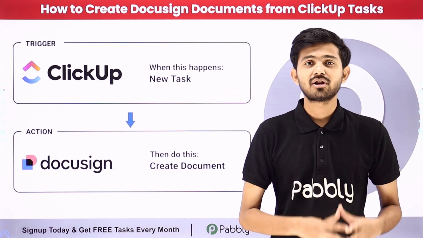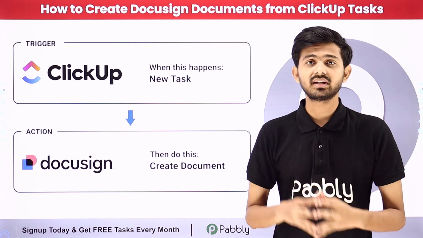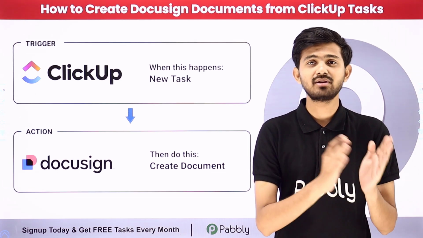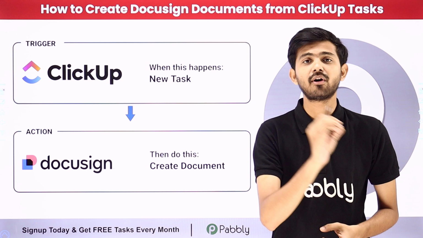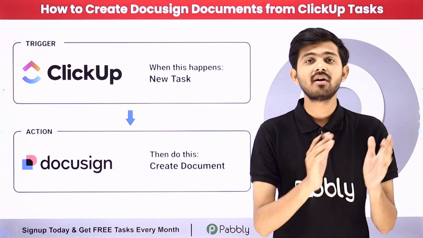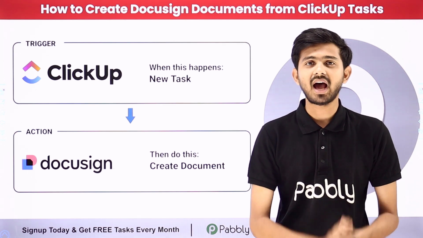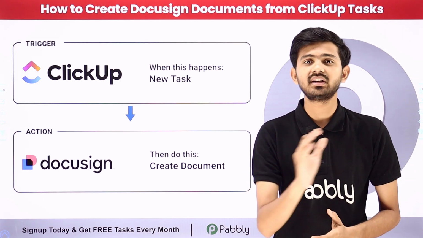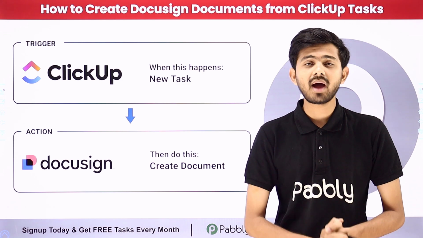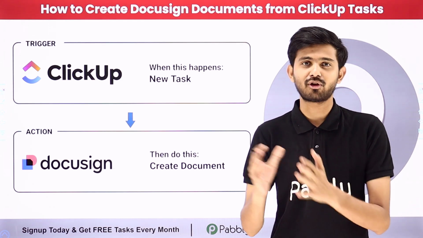So I'm the HR manager of a tech company, and now what I want is to create documents by using Docusign automatically for all the employees that we are going to hire, for the employee agreement. So here what I'm going to do is create a new task in ClickUp, adding all the details of my employee, and now automatically I want to create this document by using Docusign.